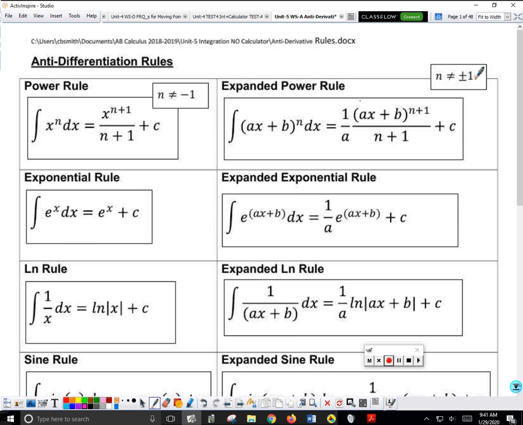If this exponent is a positive 1, this rule actually does work, but it becomes cumbersome. There's an easier way, and I'll just show you the easier way. So I don't ever use this if the n is 1. Do you need me to repeat any of that?